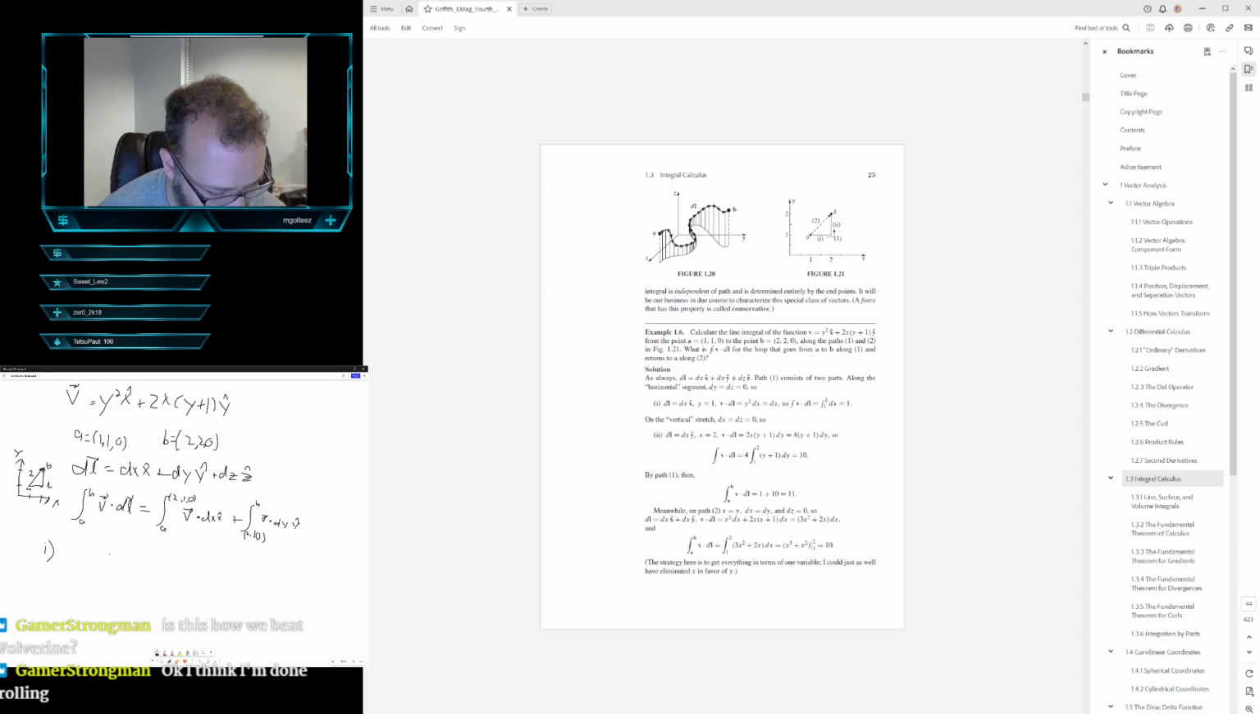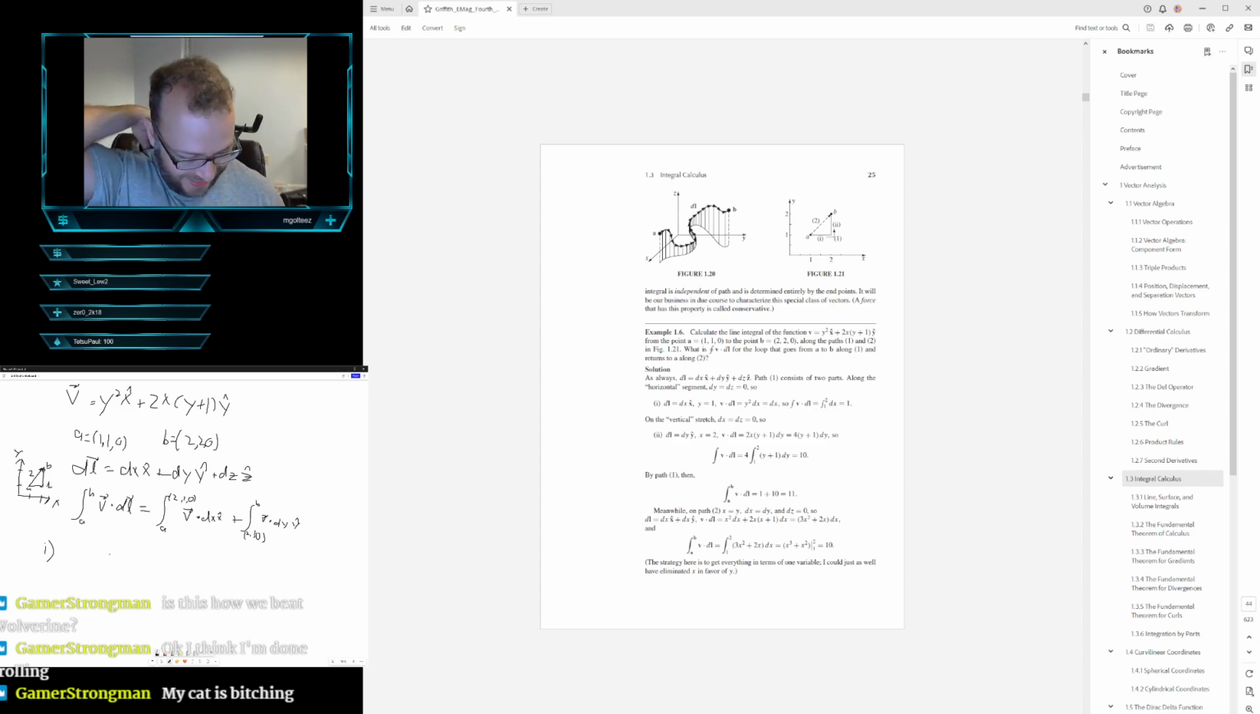This is how we beat Wolverine? Yes, this is how we become Magneto. Your cat is bitching. Take care of your cat.